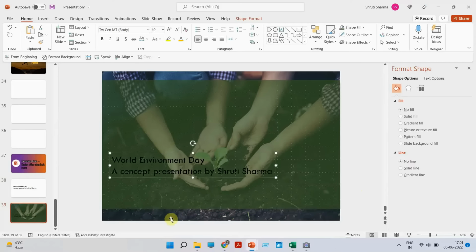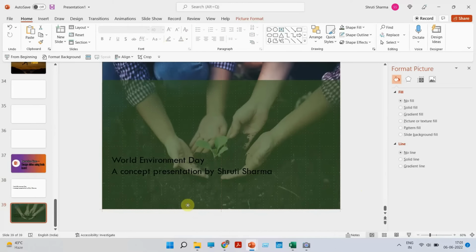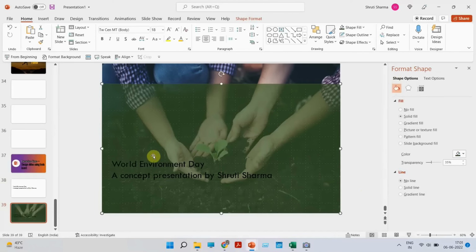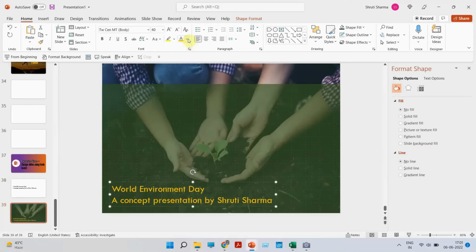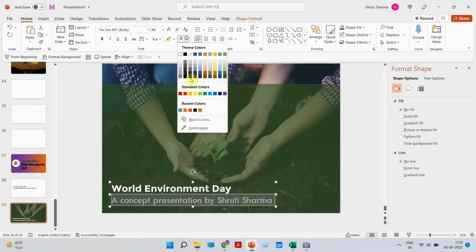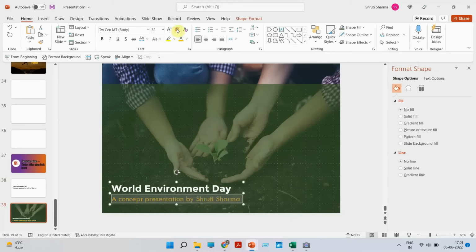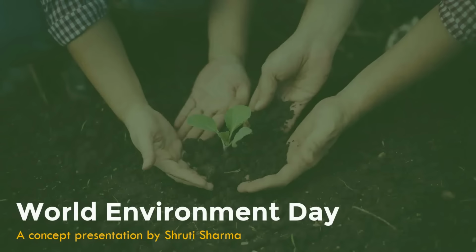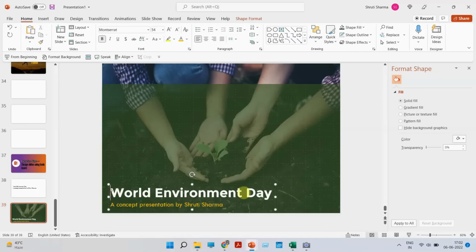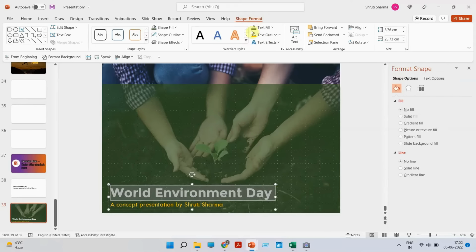Let's get the title. Decide where you want to place the title. I am now making sure there is space at the bottom to place my content over here. Decide the color. Change the font if this one doesn't work for you. And you are done with your title slide.